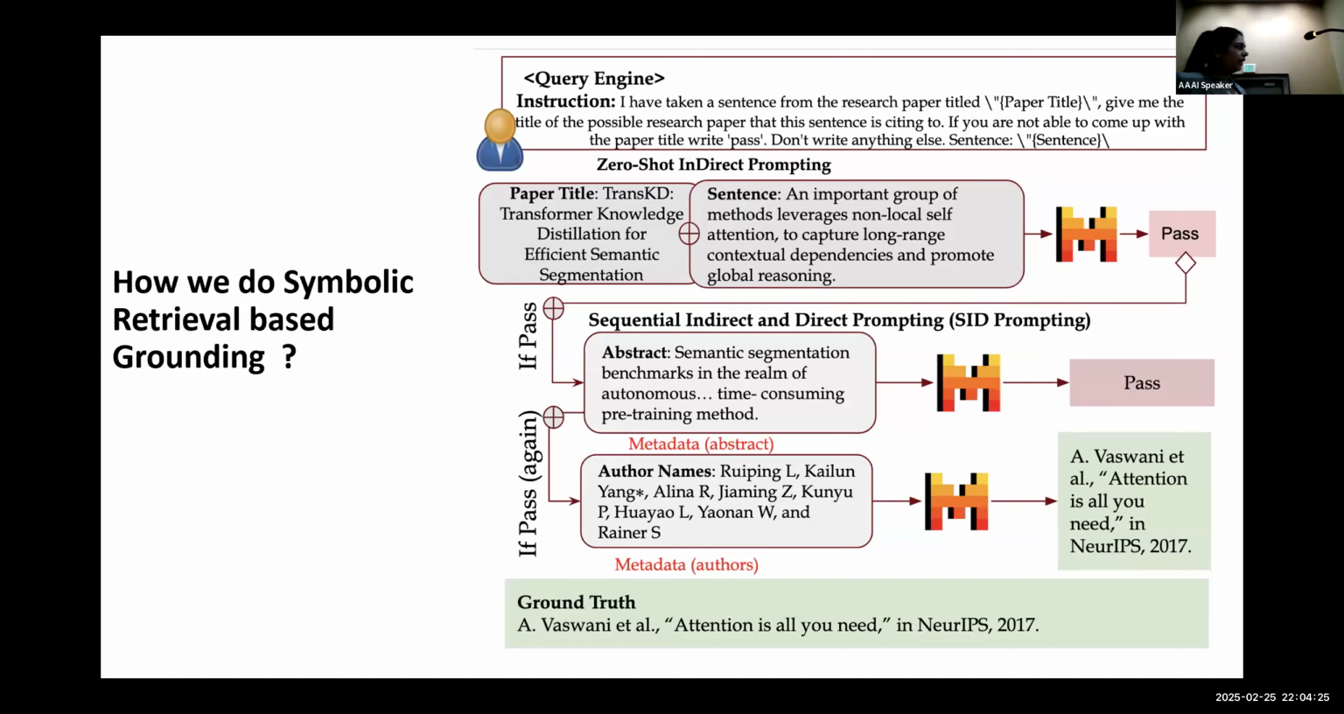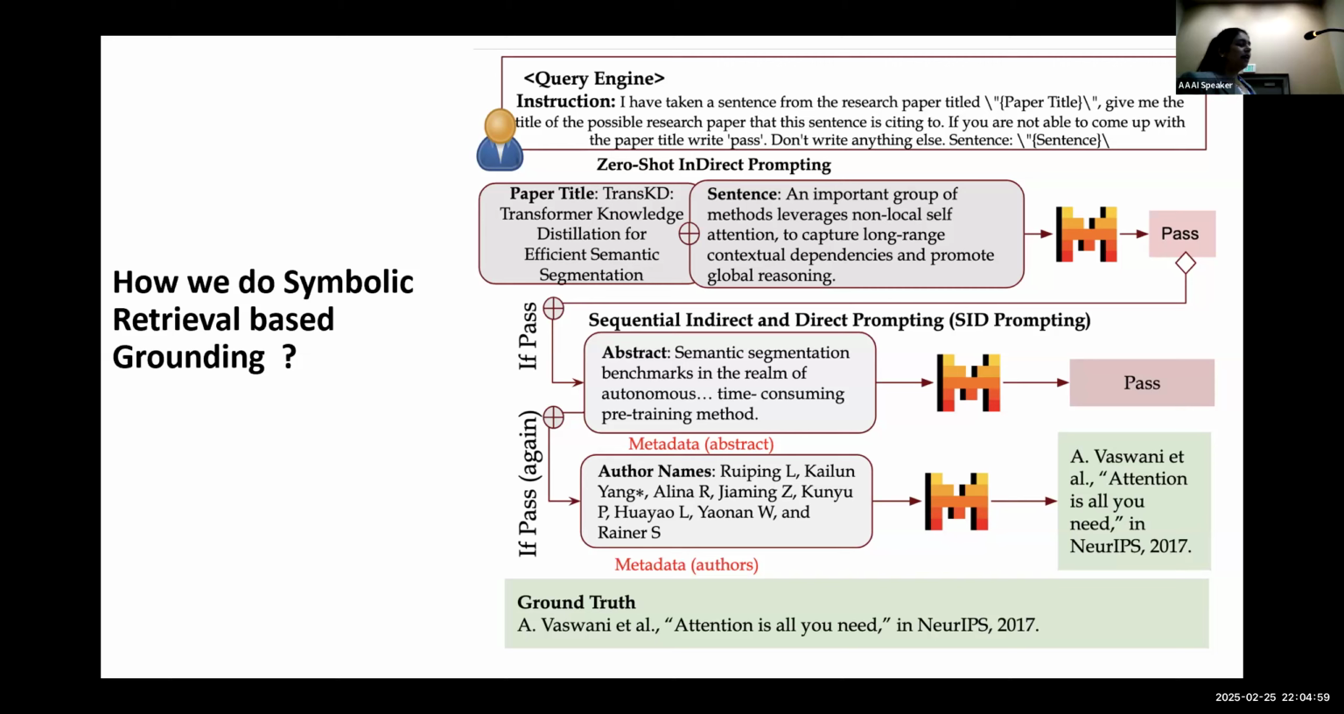Let's look in more detail at how we did the symbolic retrieval based grounding. We start with the instruction: I have taken a sentence from a research paper title. This is our source research paper title. Give the title of a possible research paper that is cited. So we are asking that given a sentence, give me the possible research paper titles. It means suggest some titles which I can cite in my research paper. We started with the paper title and a sentence, but initially, when we asked the Mistral model, it failed.